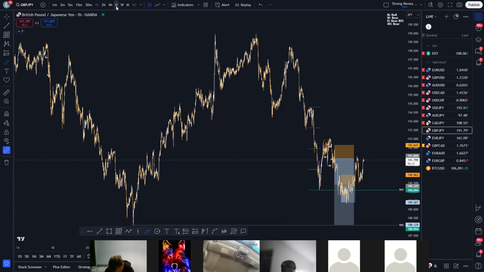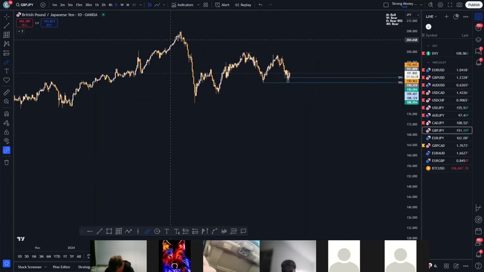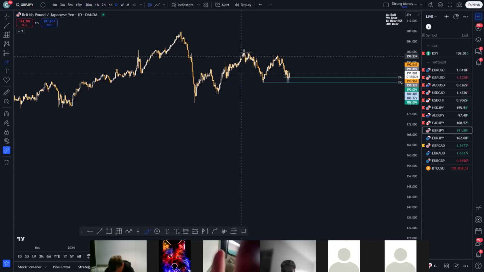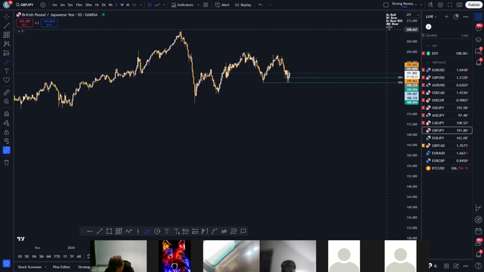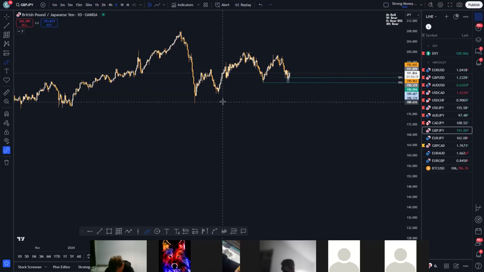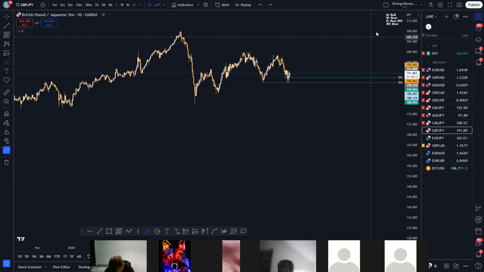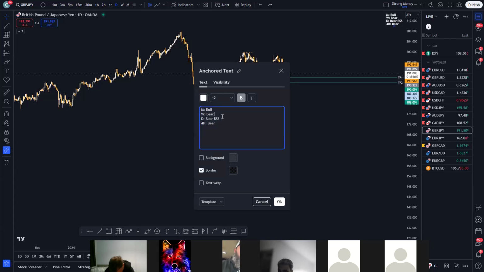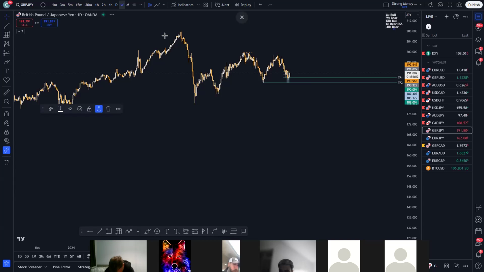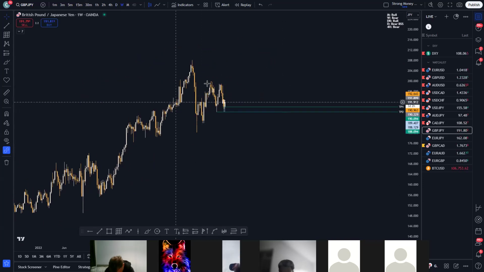Seems to be reversing now. Push, break, break, failed to break. So potentially that could be reversing as well. So right now on the daily we're daily range bullish, and on the weekly we're overall bullish as well. The previous week is bullish.